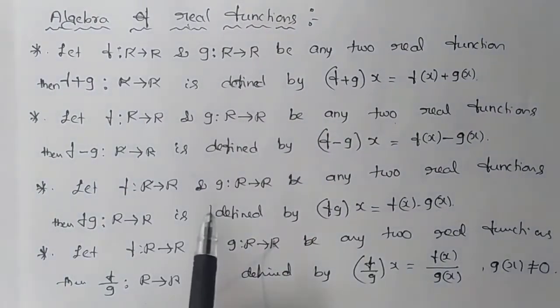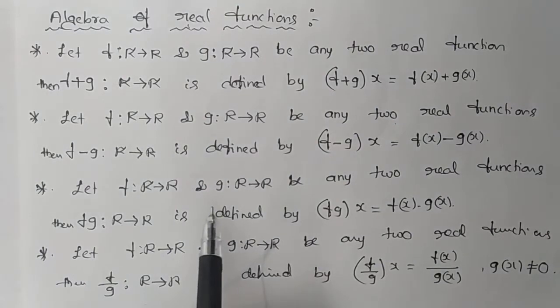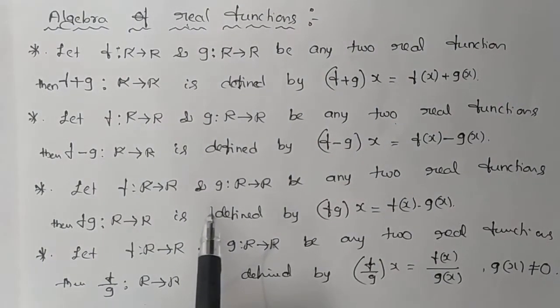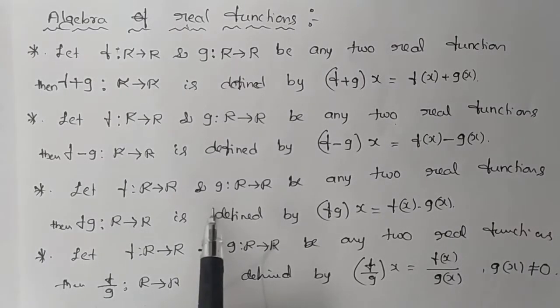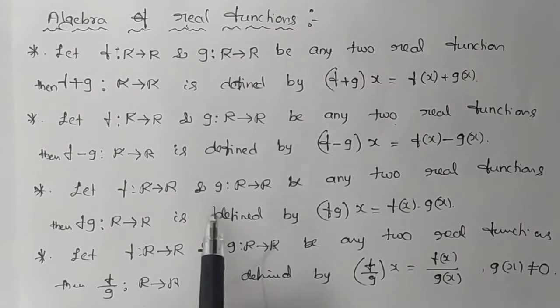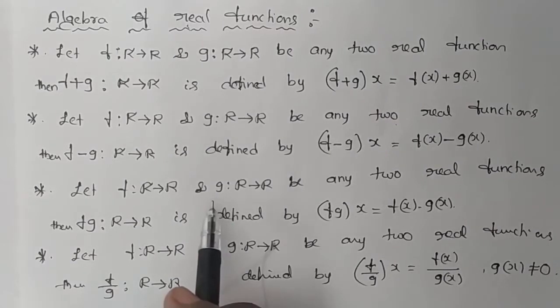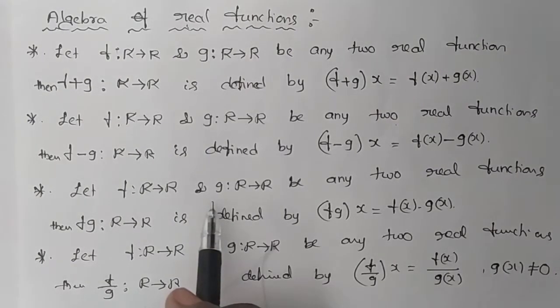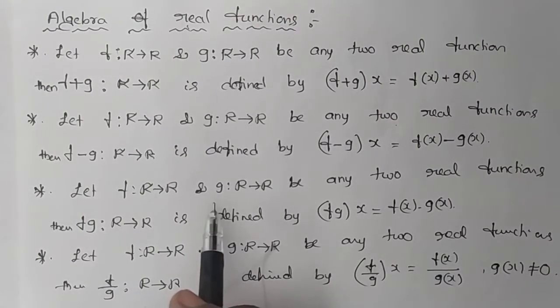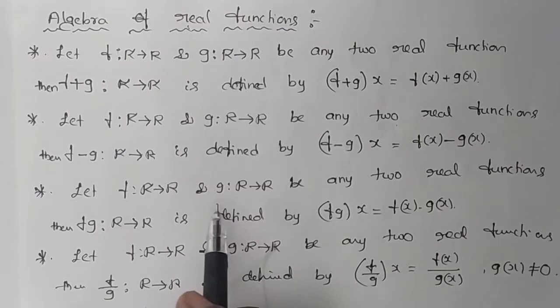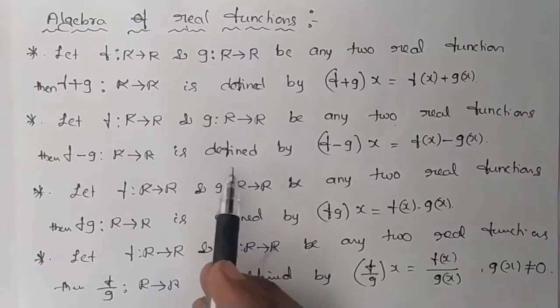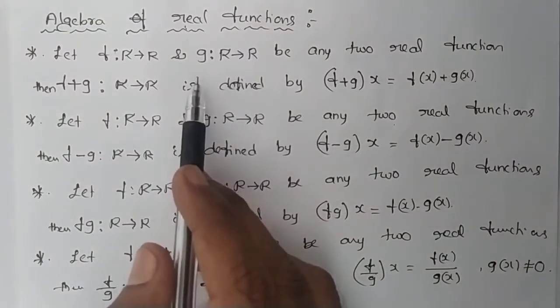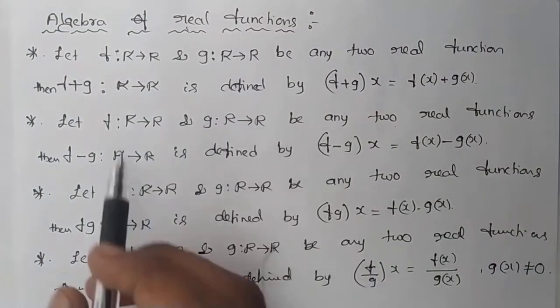If both domain and range are a subset of real numbers, then we can say that that function is a real function. Once again, if both domain and range must be a subset of real numbers, then we can say that that function is a real function. About these real functions, we have some properties.